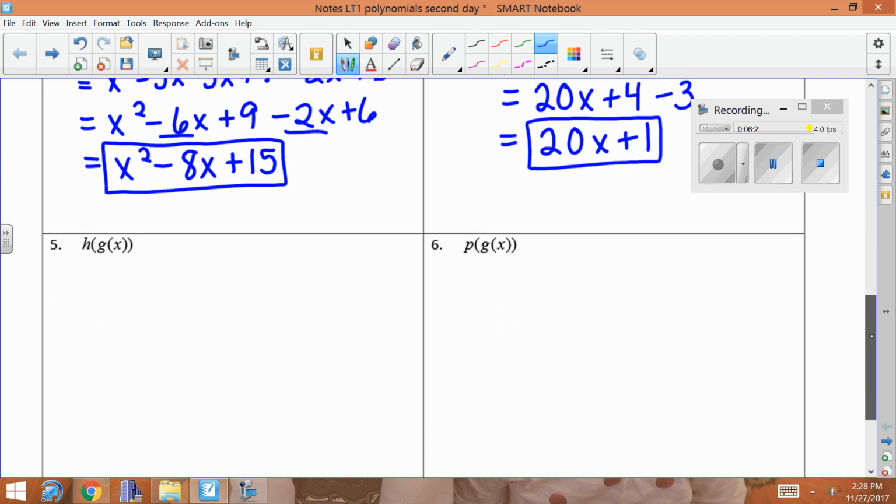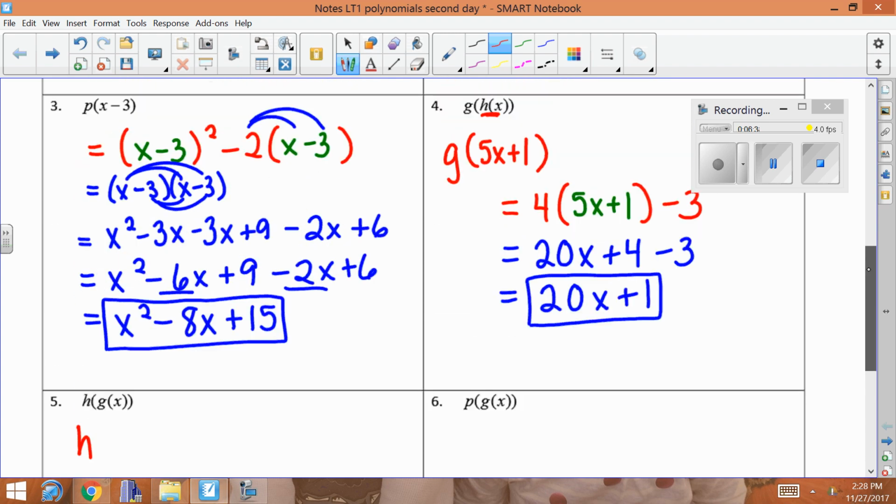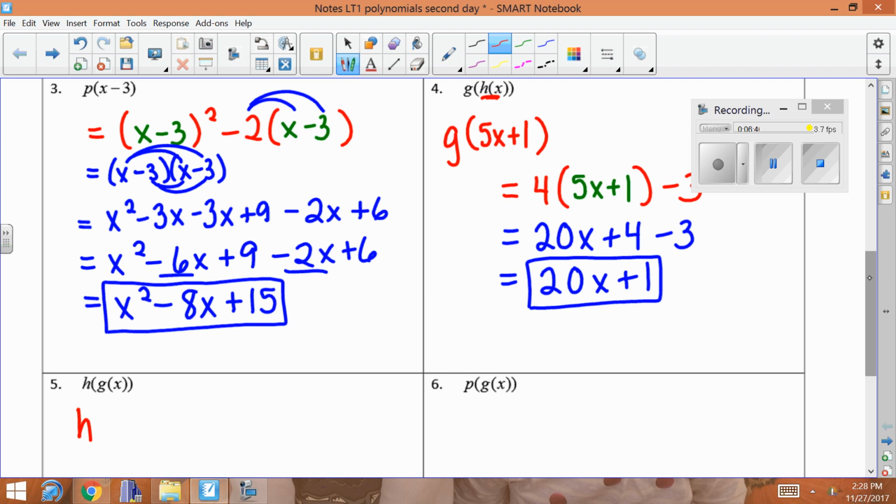I'm going to take a look at number 5 then. So number 5, we'll do another example, and then I'll have you try the last one on your own if you haven't already. Or you could pause this video and try this one as well. So this one's h of g of x. Notice it's almost the same as number 4. It does make a difference, the order. Number 4 was g of h of x. This one now is h of g of x.